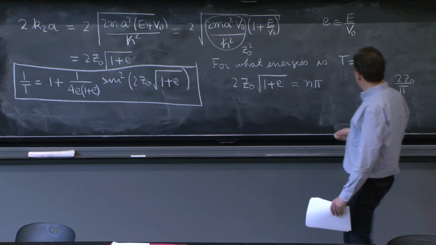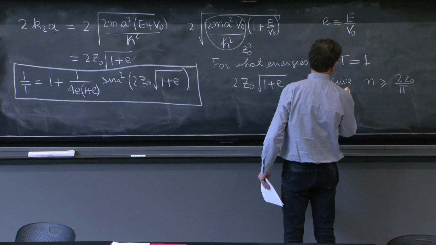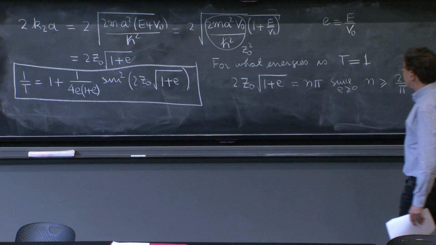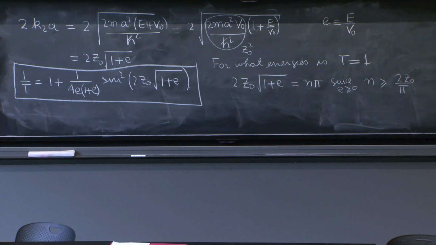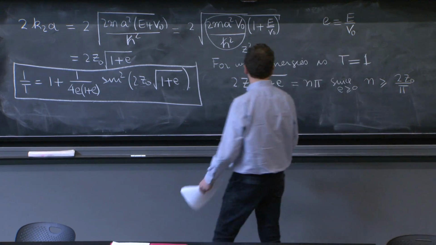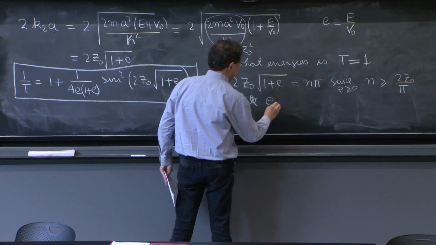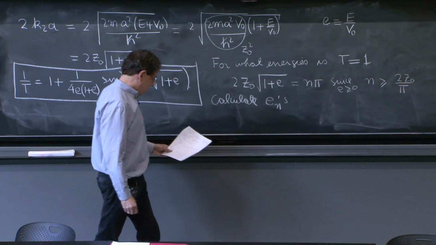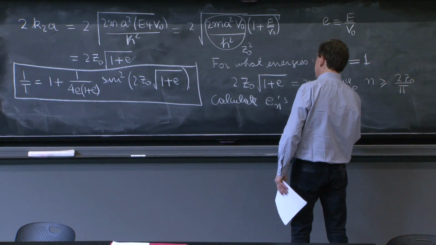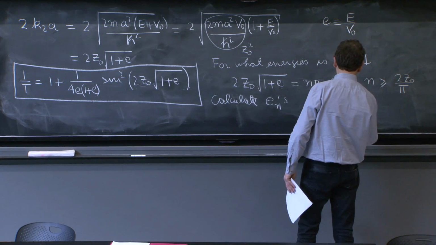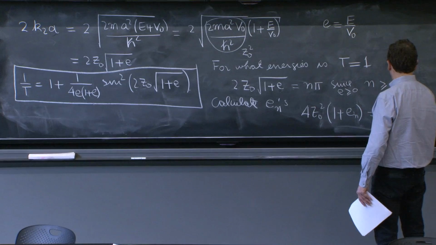This is because e is greater than 0. So the left-hand side is a number that is greater than 2z0, and the right-hand side must therefore be that way. So, all right, so this is a possibility, but then let's calculate those values of the energies, those E_n. So what do we have? We square the left-hand side, 4z0 squared times (1 plus e_n) is equal to pi squared n squared.